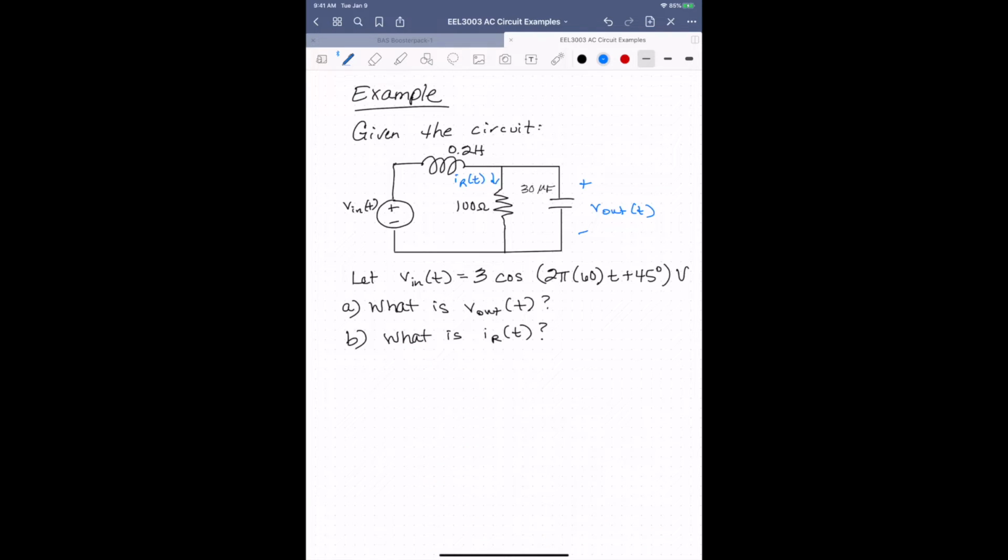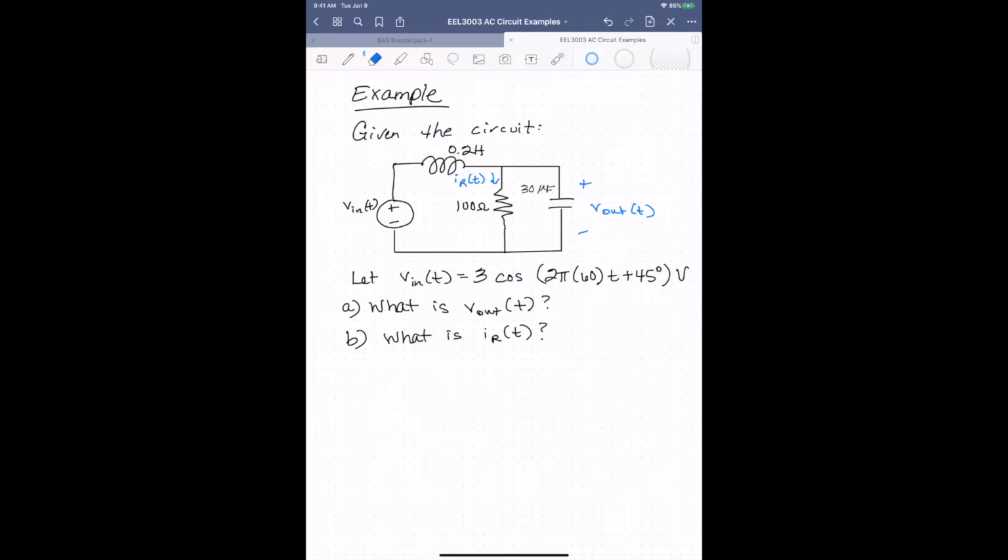Here's another example. We have a circuit with the input independent voltage source, Vin of t. It's got an inductor, a resistor, and a capacitor. And we can say what happens when Vin of t is equal to 3 cosine 2 pi times 60 t plus 45 degrees volts. I want to know what Vout of t is, and we will also go ahead and find what IR of t is, just to show you different values and how to do them.